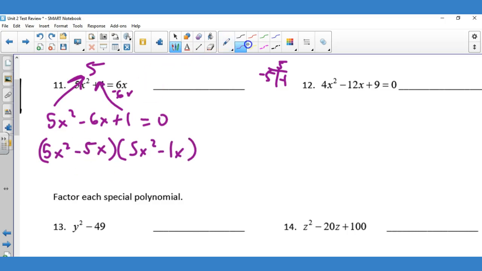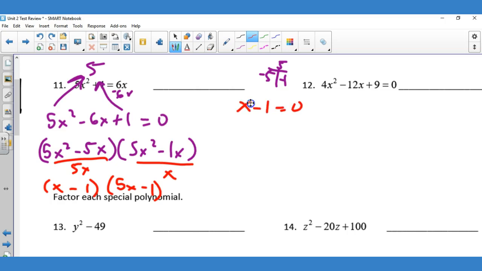Now divide by the GCF. The GCF here is obviously 5x, and over here is going to be x. Divide all that out, you're going to get x minus 1, and over here you're going to get 5x minus 1. Now we've got to take both of these and set them equal to 0. I'll start with x minus 1 and solve it. You get x equals 1.